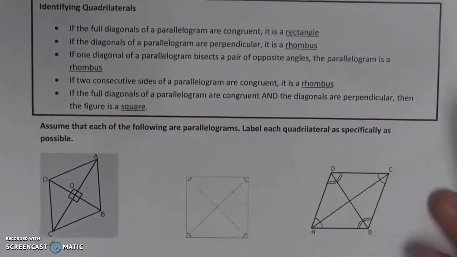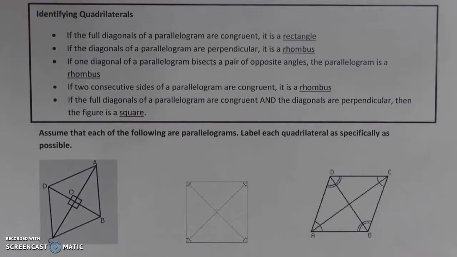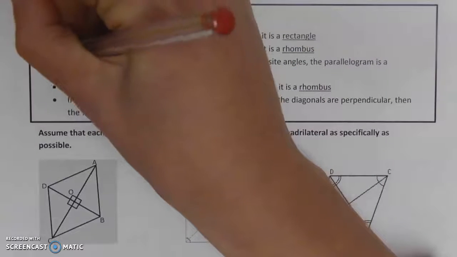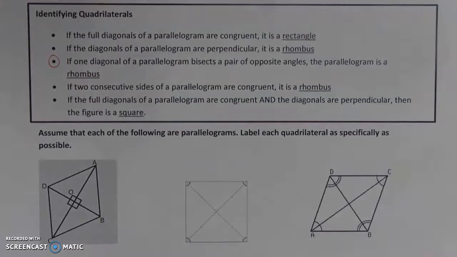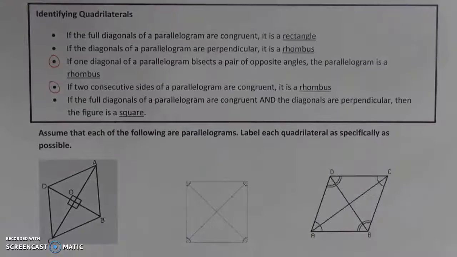And maybe we'll be able to make some more conclusions later, but let's start with those and let's actually add just a few more. First off, it turns out that you actually only need one diagonal of a parallelogram to bisect a pair of opposite angles in order for that parallelogram to be a rhombus. And we are going to skip the proof for that for now. We might return to it later should we have time. The other thing to look at is if you know that two consecutive sides of a parallelogram are congruent, it will then be a rhombus.